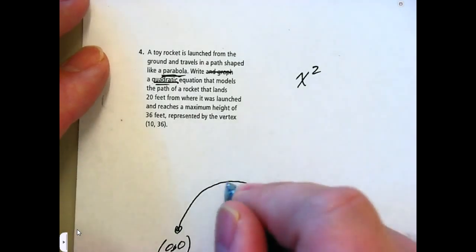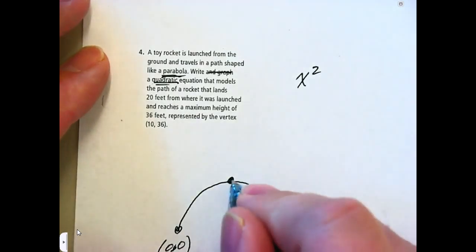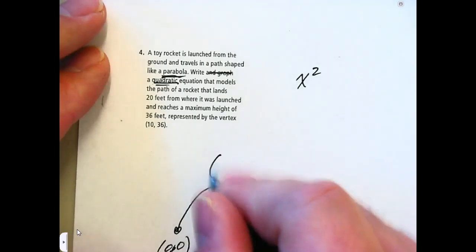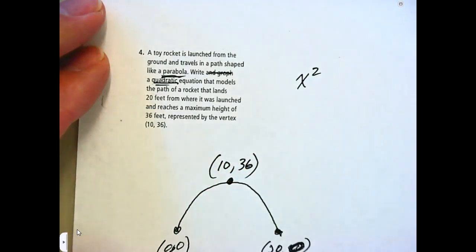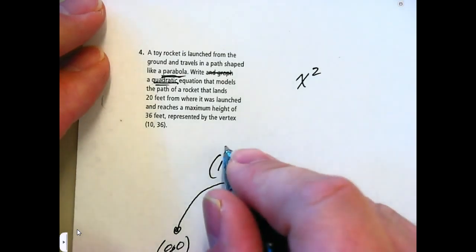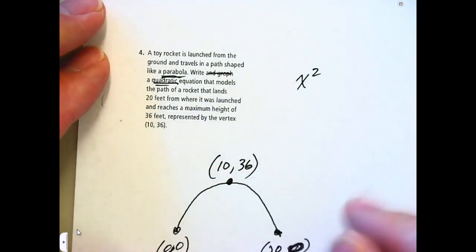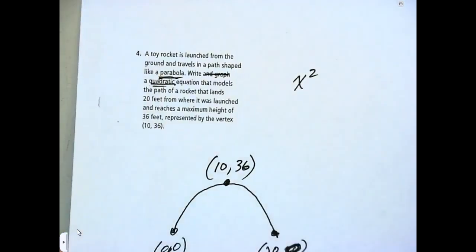It reaches a maximum height, which is also our vertex, at (10, 36). Now that's a really quick graph. But what I've done here is I've identified some points. So if I have to write an equation, I have multiple forms.